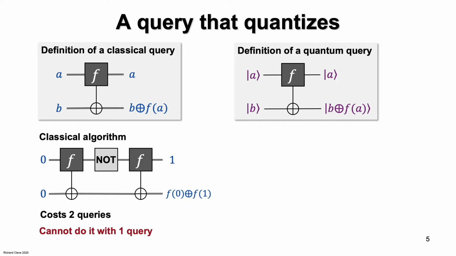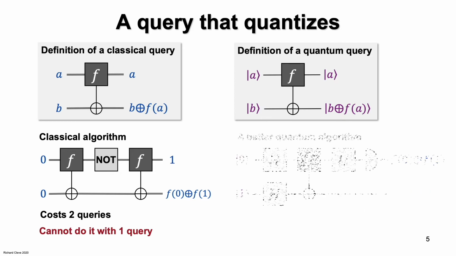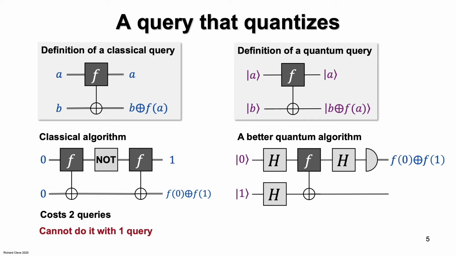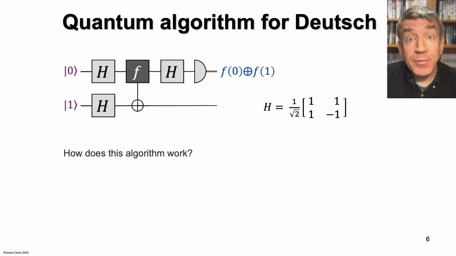Now, here's a simple two-query quantum algorithm that also solves Deutsch's problem. It works in essentially the same way as the classical algorithm in terms of the computational basis states. But quantum circuits don't have to be restricted to these kinds of operations that keep things in computational basis states. Here's another quantum circuit that also solves Deutsch's problem, but with just one single query. We are going to investigate how this circuit works.